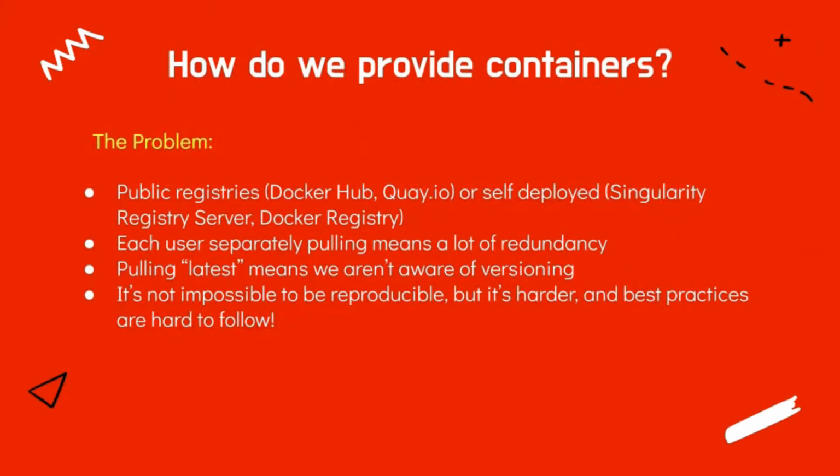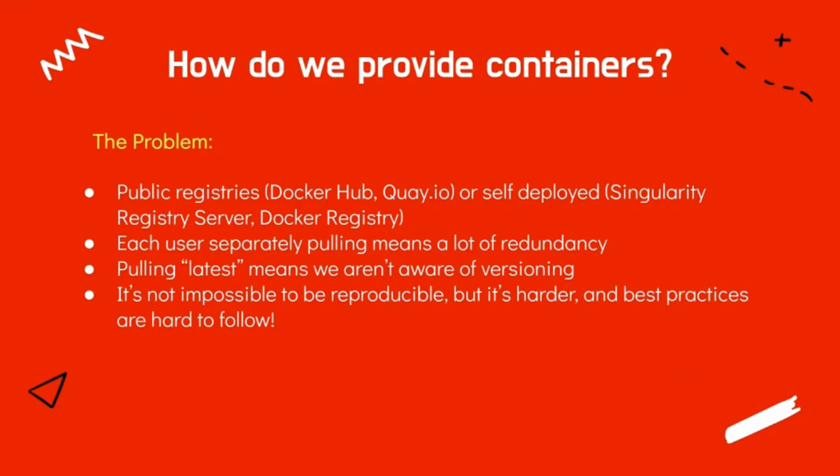When you think about the larger space of registries and, for example, the distribution container initiative, there are all these public registries. So I mentioned Docker Hub, Quay.io, or self-deployed registries. So I developed Singularity Registry Server. There's also, you can self-deploy a Docker registry.